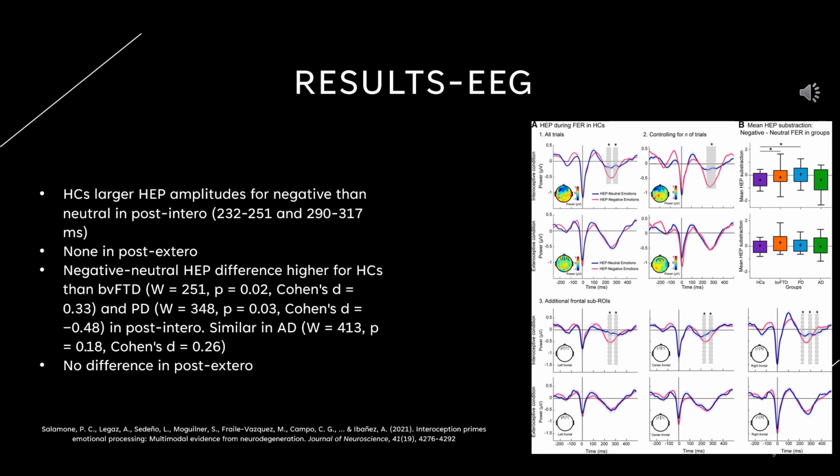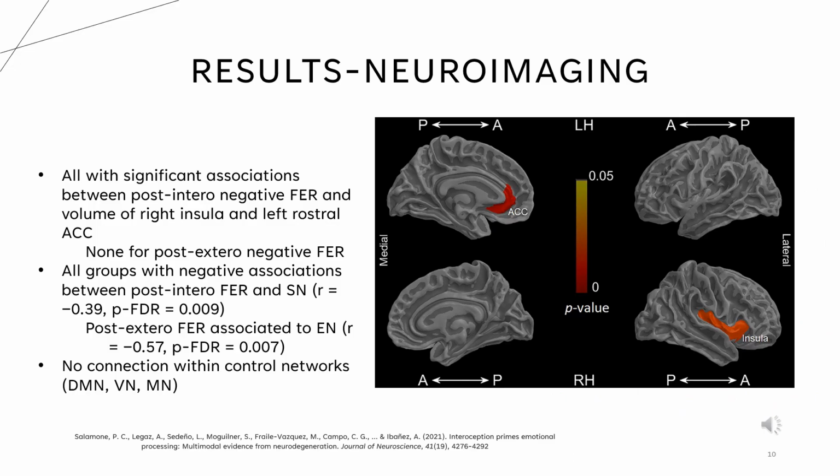The post-exteroceptive condition yielded no significant differences between healthy controls and any patient group. Analysis for all groups revealed significant associations between post-interoceptive negative FER and the volume of emotional interoceptive regions, which is the right insula and the left rostral ACC. No significant associations were found for the post-exteroceptive negative FER groups.